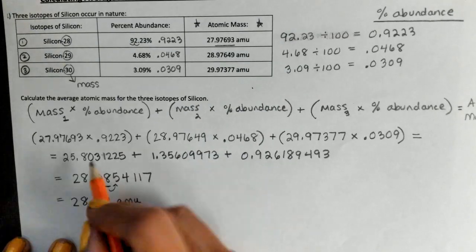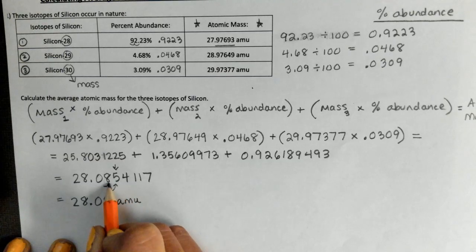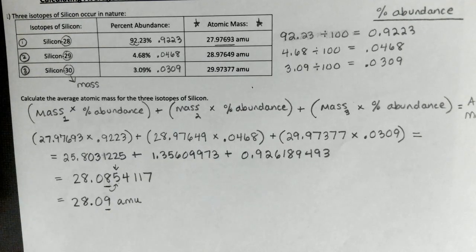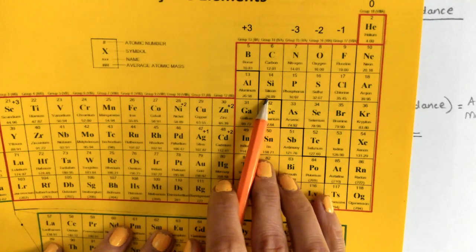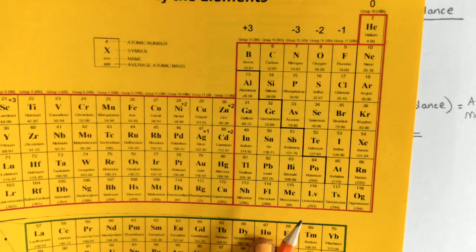And then I want to look at my thousandths placeholder, and if it's 5 or greater, I'm going to round my number up 1. If it's less than 5, it's going to stay as an 8. So because it's 5 or greater, I'm now going to round this up to a 9. So the average atomic mass for silicon is 28.09. When I find silicon on my periodic table right here, I get 28.09. So that's my average atomic mass.